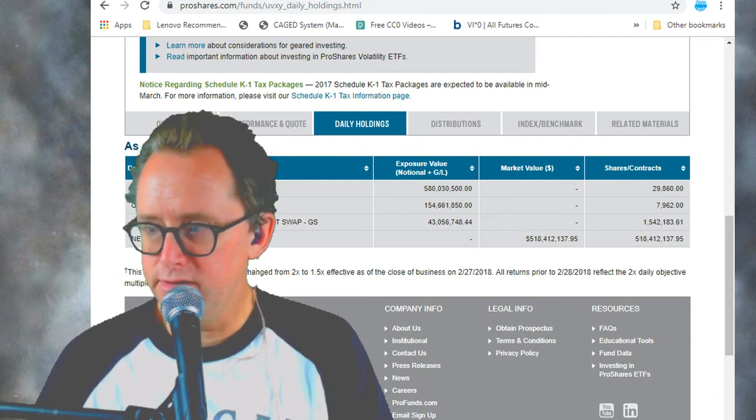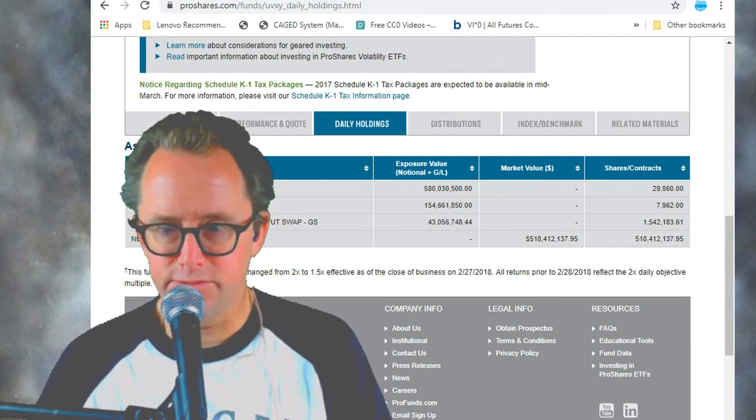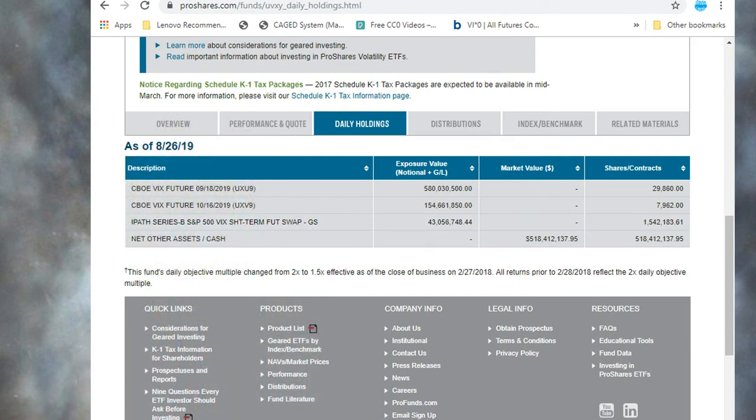Currently, this is the daily holdings of UVXY. You can see it's got some of the September futures and the October futures, mostly September futures, 29,000 of the September futures, 7,900 of the October futures, and then some swaps here. And right now, the swaps are a small percentage of what's going on here.